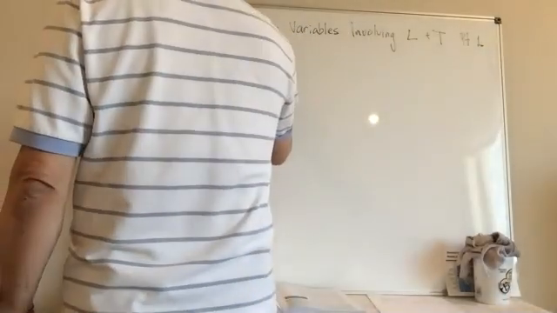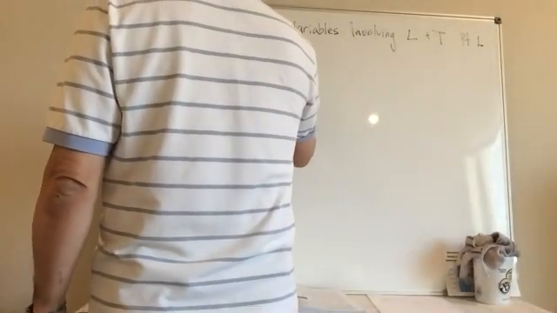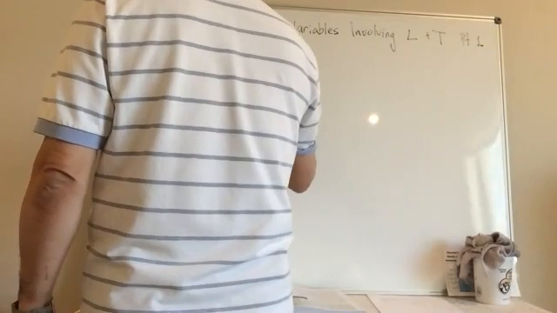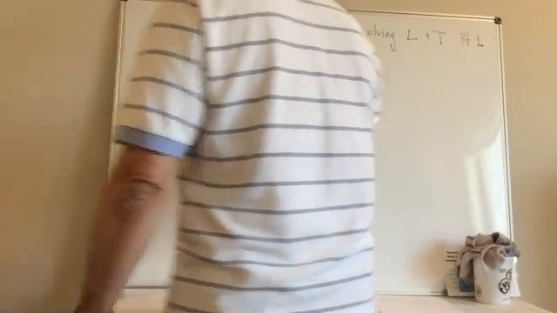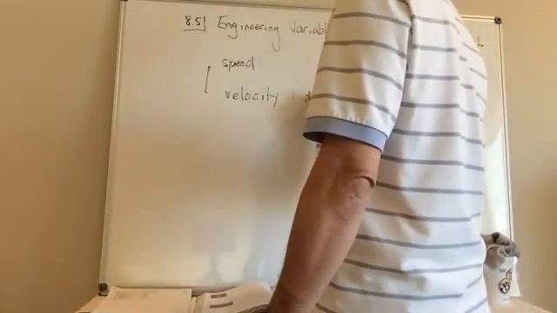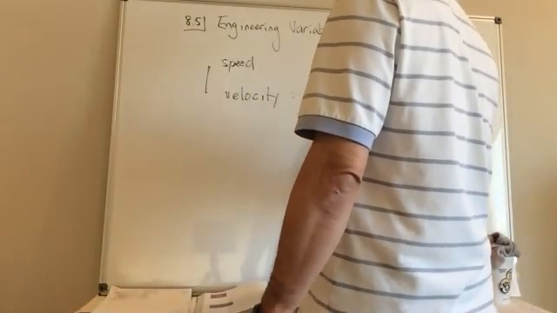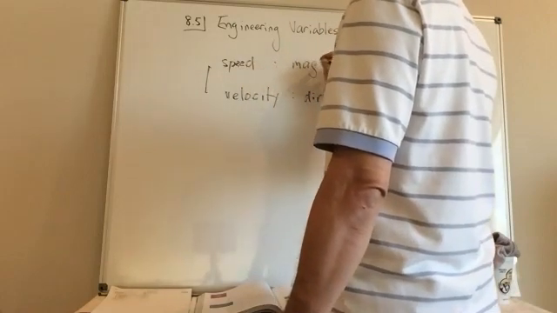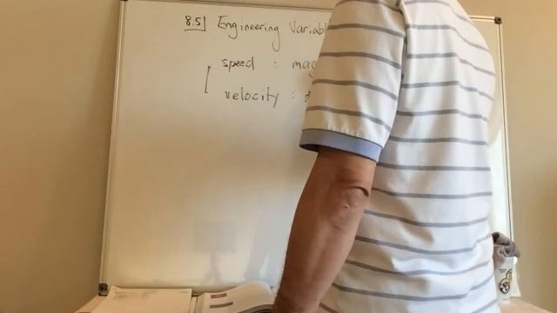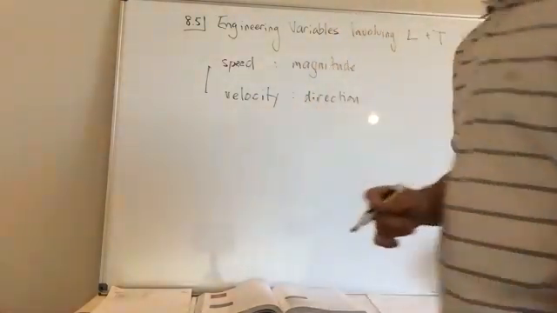Speed is kind of the same as velocity, right? Can anybody tell me the difference between speed and velocity? Velocity has a direction. Correct. So velocity has direction, whereas speed does not. Speed is more of a magnitude. So the magnitude of the velocity is speed.